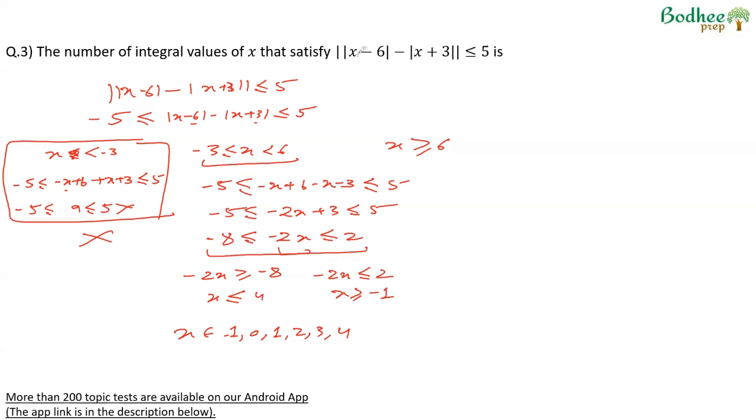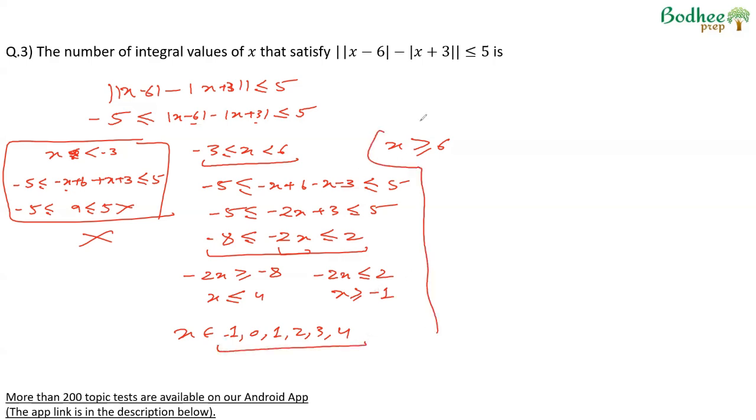Put -1 here. -1 minus 6 is -7. Minus of -1 plus 3 is 2. -7 minus 2 will be -9, mod of that is... wait, 7 minus 2 will be 5. So this is the extreme value. Put 4 here. 4 minus 6 is -2. 4 plus 3 is 7. -2 minus 7 is -9... mod of that is 5. -1 and 4 will give the extreme values. So we get these solutions.